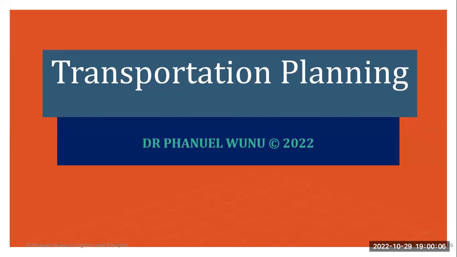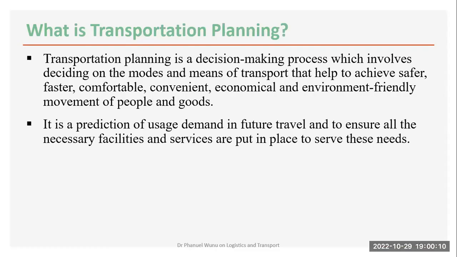Now let's look quickly at transportation planning. When we talk about transportation planning, we're looking at the decision-making process that involves deciding the mode of transportation. We talked about the different types of mode earlier: modal transport, intermodal, and multimodal. So it is basically deciding which mode you use when you are moving logistics from one point to another, or moving passengers from one point to another.